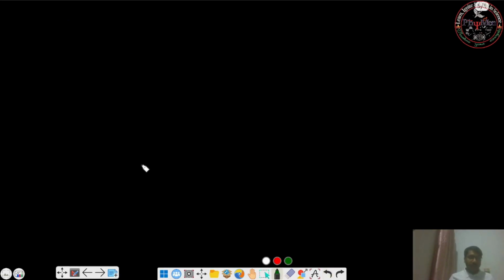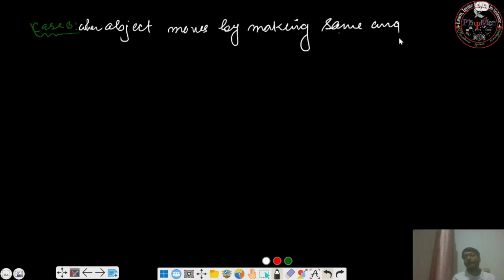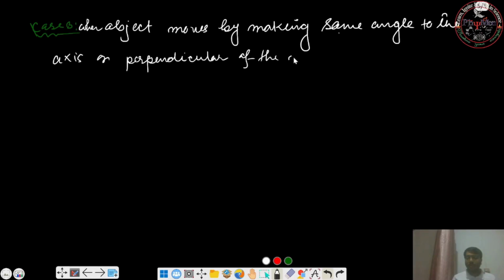Next one is the next case. Case number 3. So here, when the object moves making some angle to the axis, or to the perpendicular of the mirror. Okay, or normal to the mirror.